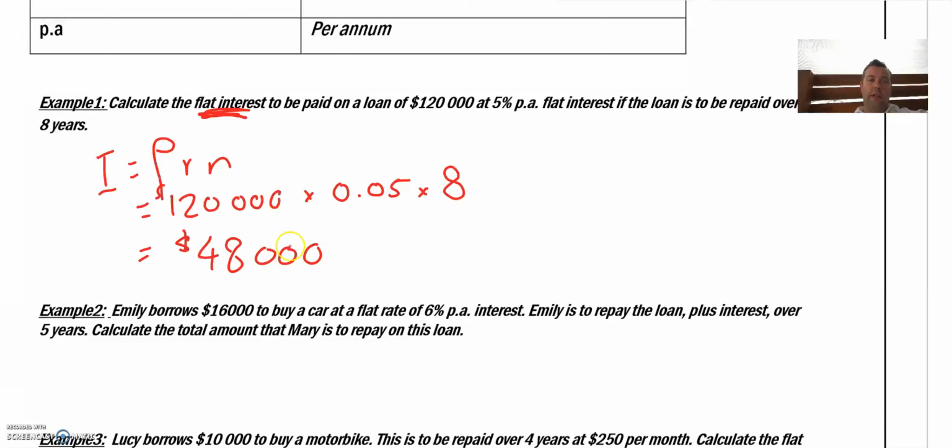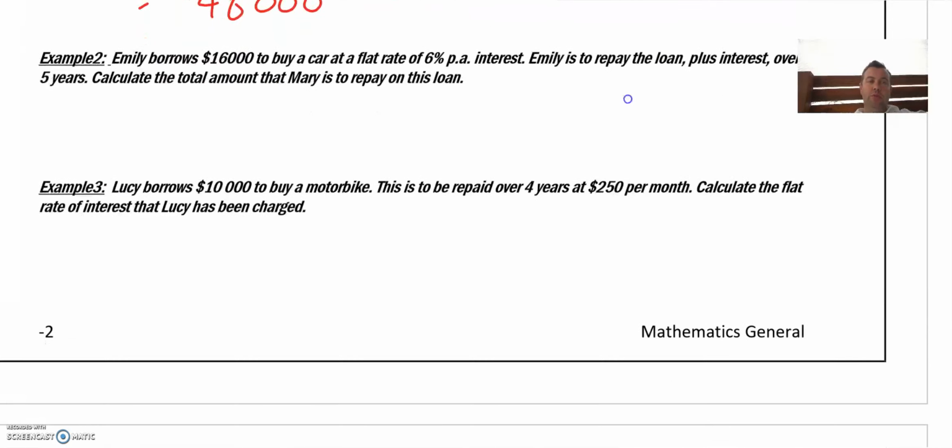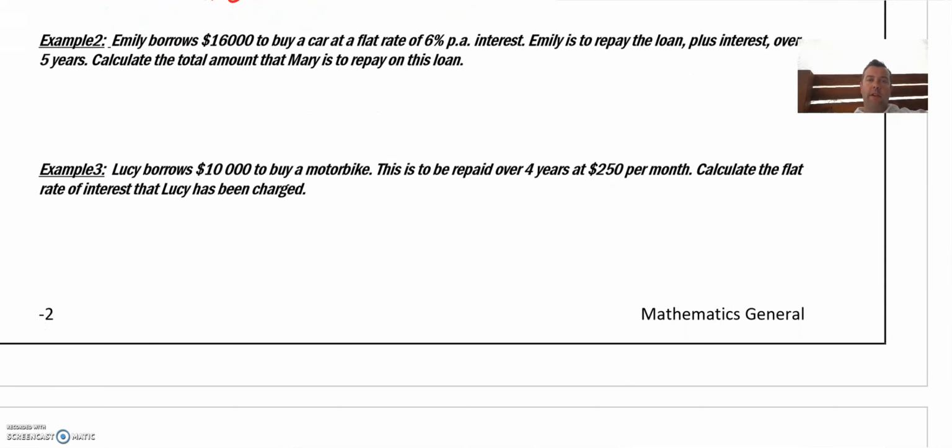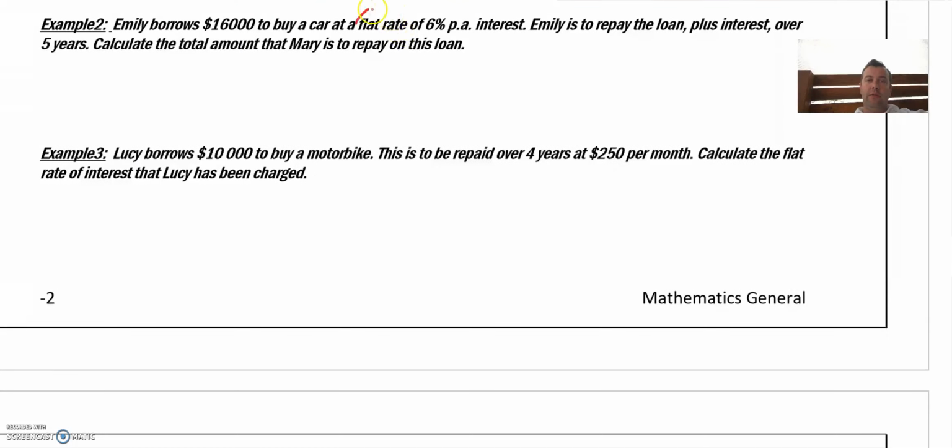Just a reminder, calculate the interest, not the total amount repaid. That's what we've got here. All good. Number two. We borrow $16,000 to buy a car. Flat rate. Good, that's what we want for the time being. But that will change. 6% per annum. Good, per annum, years. Things to keep an eye on.